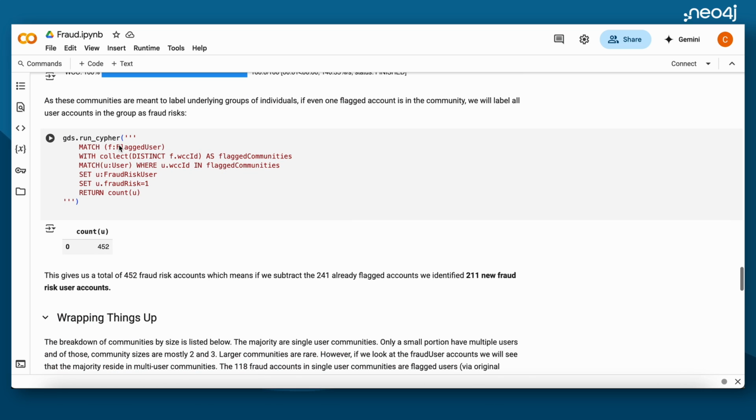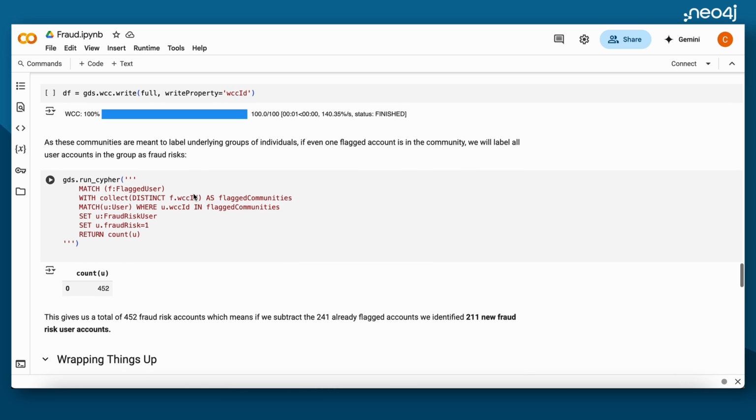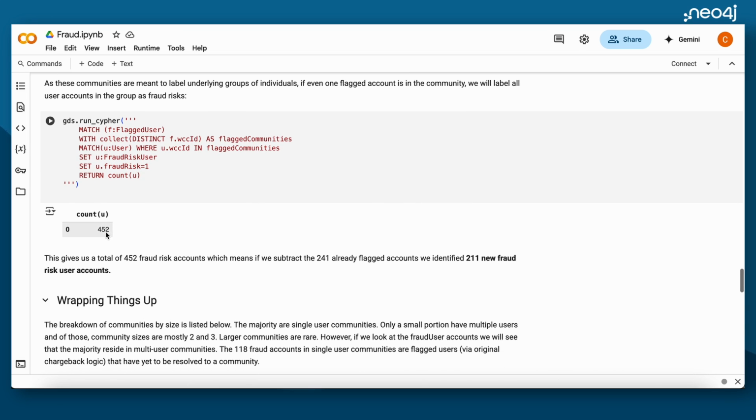So we do that, and we find, if we're looking at the count of individuals who are in a weakly connected component that has a flag, there are 452 total fraud risk accounts. We already had found 241, so we identified 211 new fraud risk user accounts.